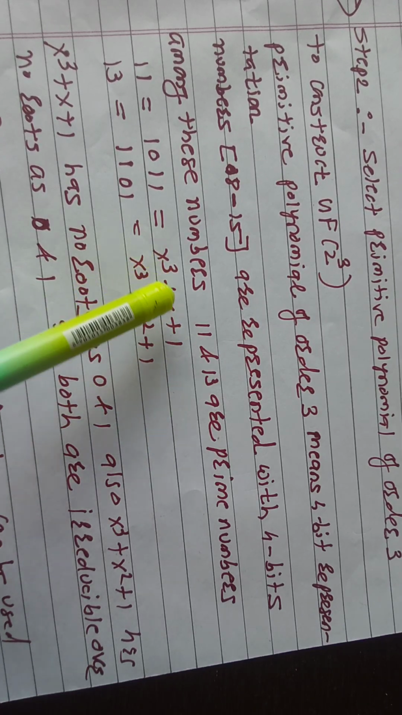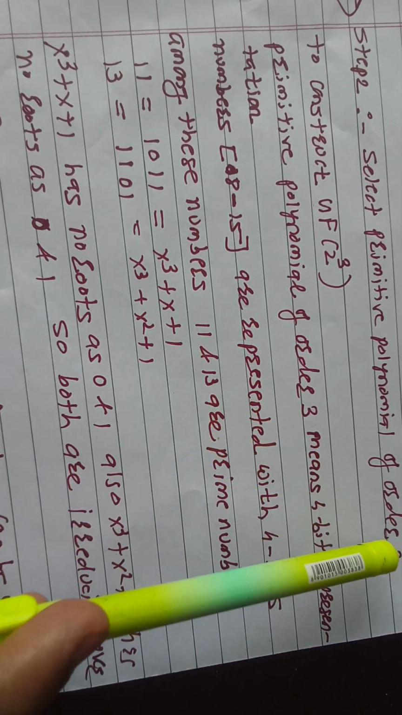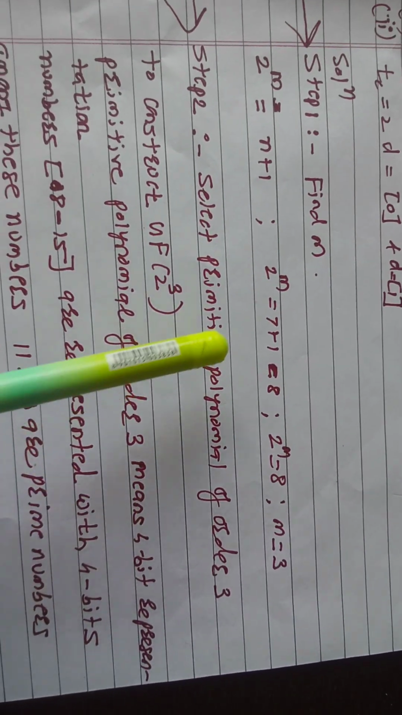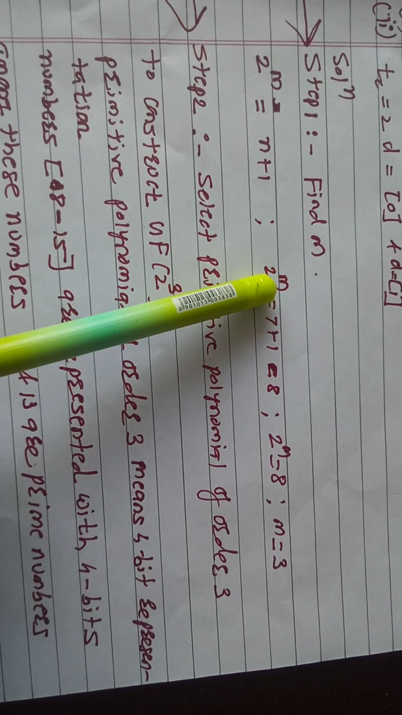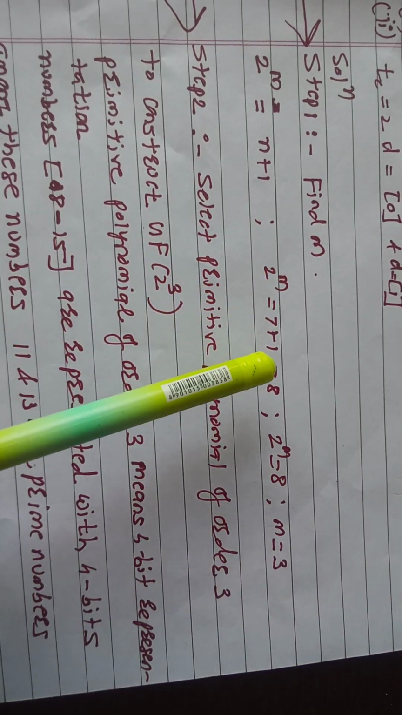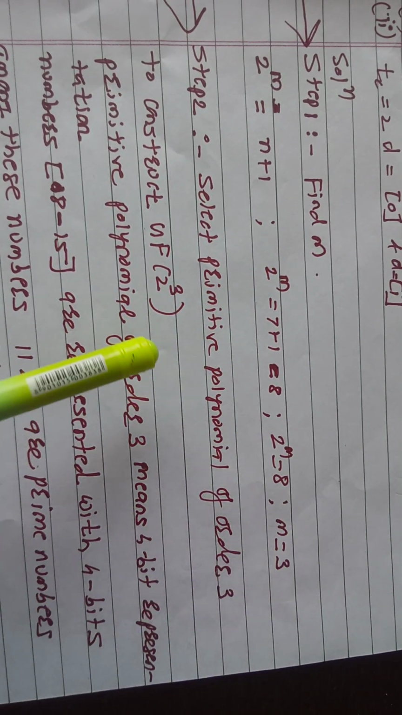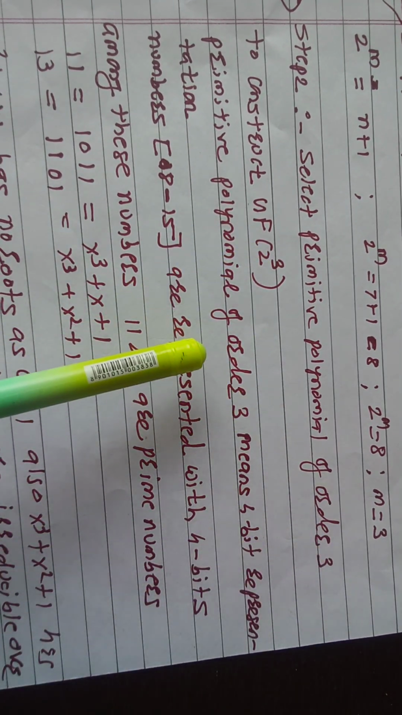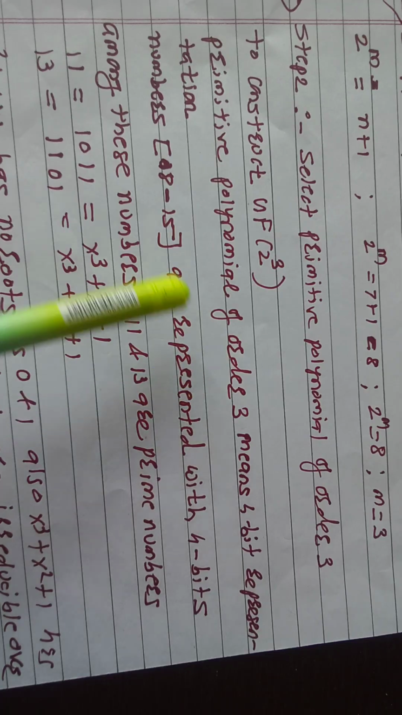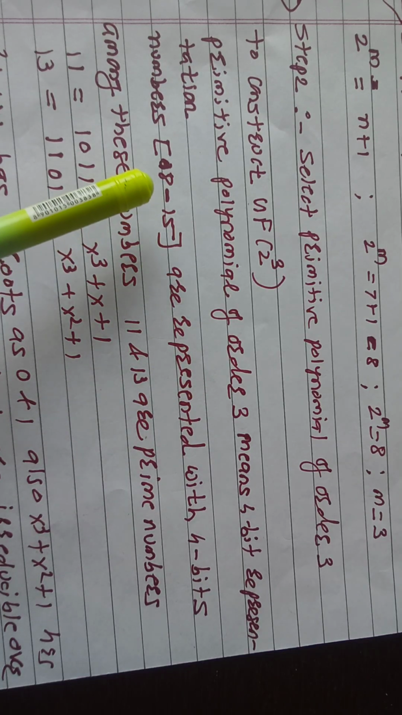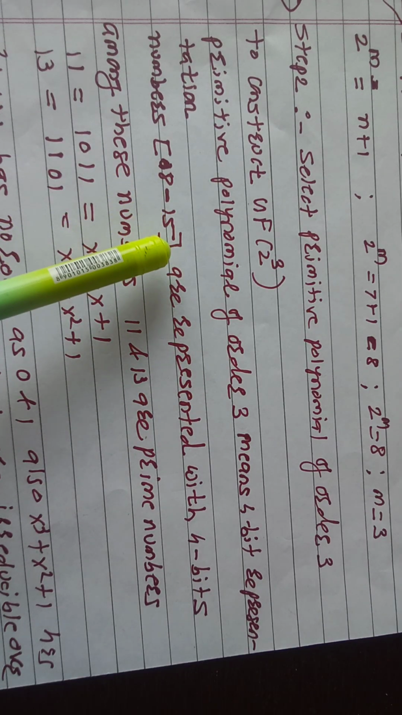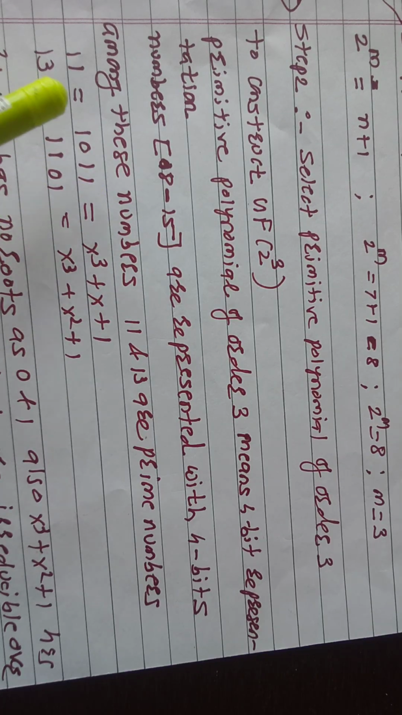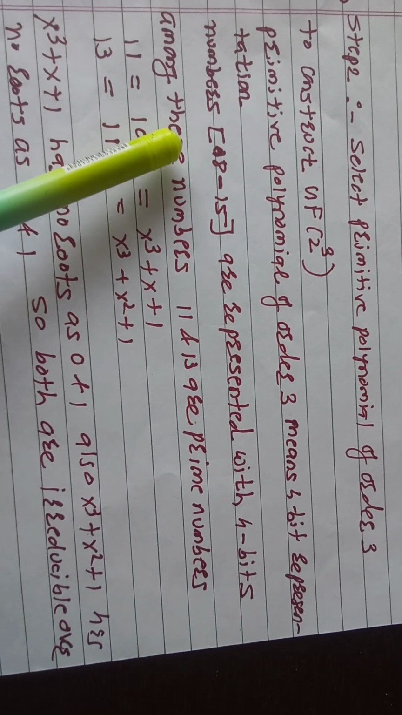Okay, so first what we have seen, we have to find the m from n, that is equal to 3. Then we have to select primitive polynomial of order 3. For that, order 3 is represented with 4-bit representation. So in binary, you know that 8 to 15 are represented with 4 bits. Among them, 11 and 13 are the prime numbers.